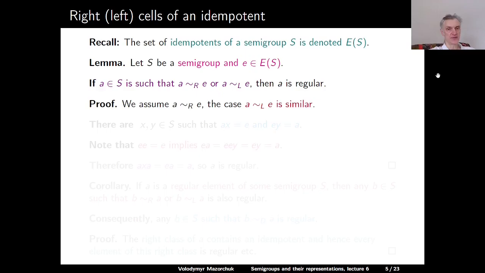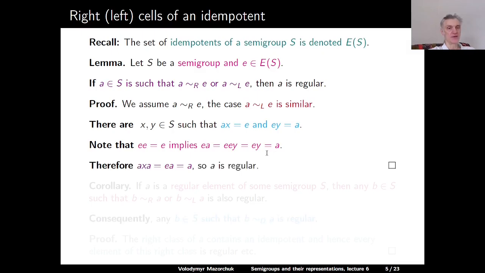Proof. Assume that A is right equivalent to E. The case when A is left equivalent to E is similar. Then there exist X and Y in S such that AX is equal to E and EY is equal to A. Note that E times E is equal to E, since E is an idempotent, and this implies that E times A, which is equal to E times EY, so EY is A, E squared is E, so this is equal to EY, which is equal to A. So E times A is equal to A.